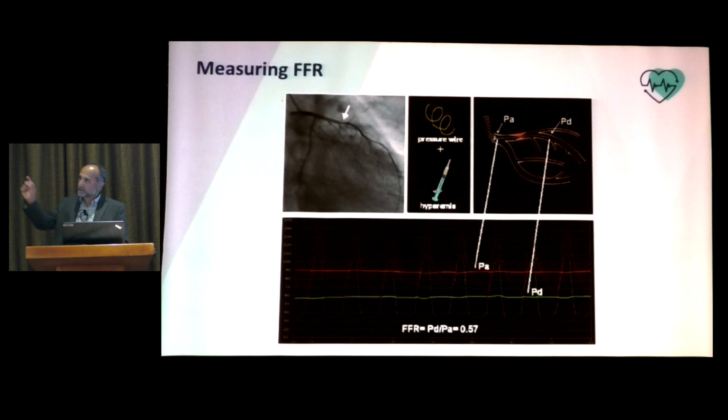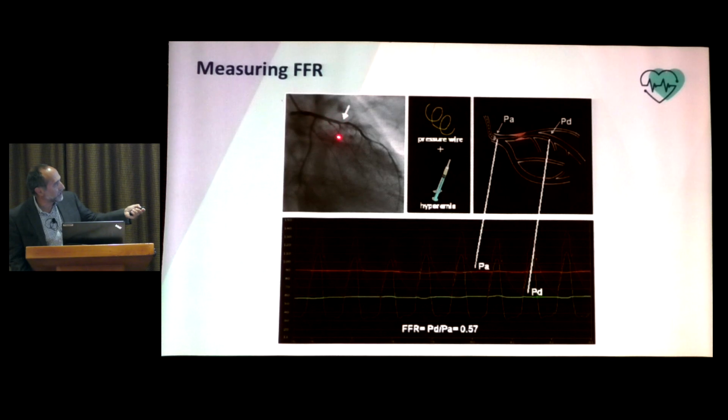The pressure wire has a sensor just at the junction between the radio-opaque end of the wire and the rest of the wire, and this is the sensor that measures the pressure distal to the lesion. Proximally, the pressure is measured at the tip of the guiding catheter. So you have a proximal pressure here, which reflects the central aortic pressure, and also you have a distal pressure measured by the wire introduced across the lesion. So you get two readings: the proximal pressure and the distal pressure.